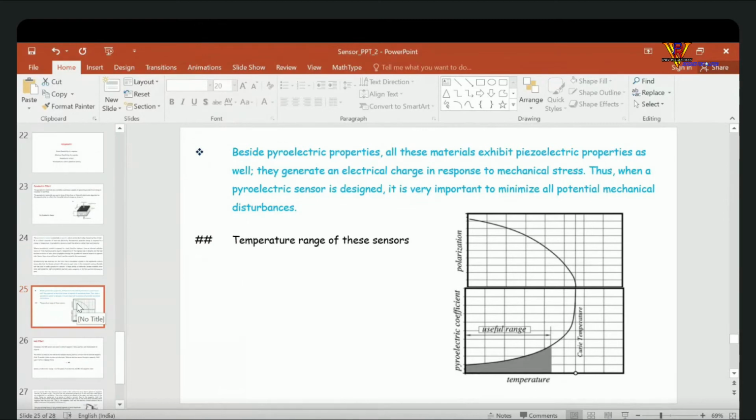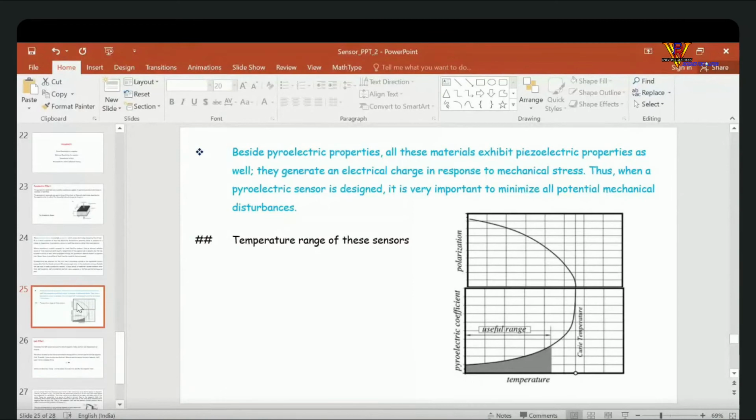Besides pyroelectric properties, all these materials exhibit piezoelectric properties as well, although I have discussed it. They generate an electrical charge in response to mechanical stress. Suppose some unwanted signal in the form of force is present. Then, in addition to the voltage induced due to temperature variation, there will be some voltage because of the mechanical stress. So we must take care of all these things.